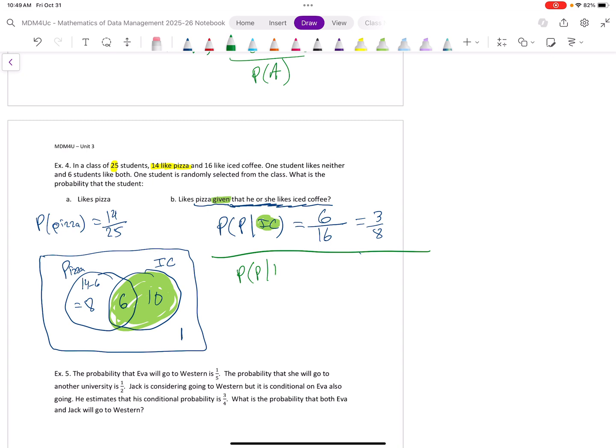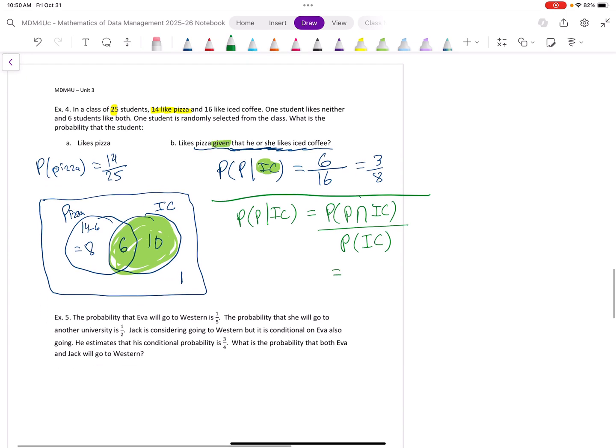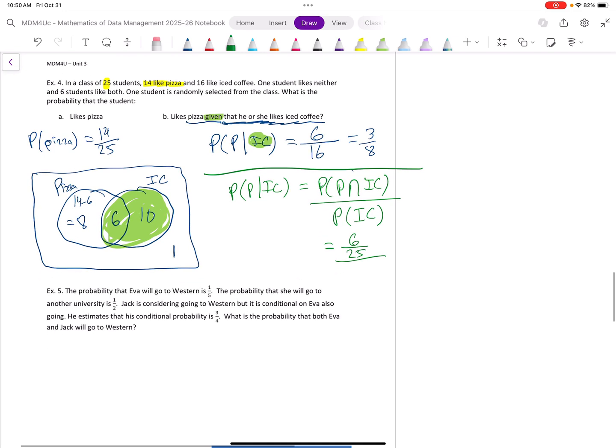pizza given iced coffee, then I've got the probability of pizza intersect iced coffee over the given condition, the probability of iced coffee. And now you can just take the numbers as they're given. So the probability of pizza and iced coffee would be 6 out of my total number of people, which is 25. And the probability of iced coffee, what did we say? We had 16 out of 25.